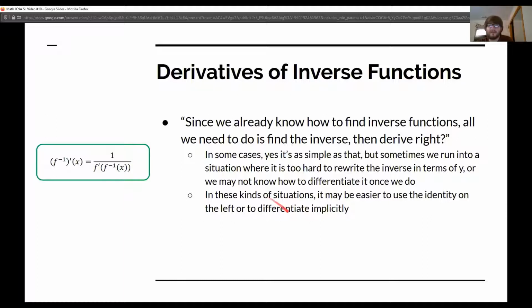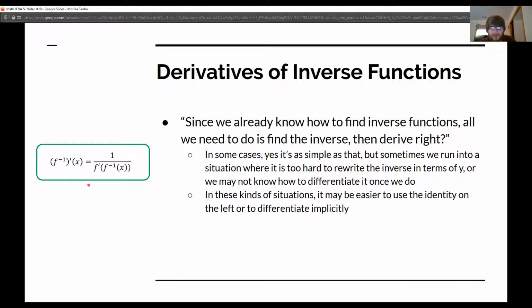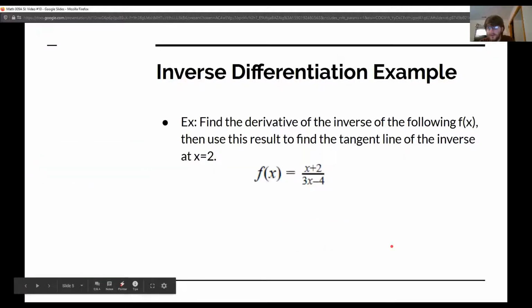In these kinds of situations, we can also use this identity that the derivative of f inverse of x is equal to 1 over the derivative of f, evaluated at f inverse of x. So we're taking the derivative of the original function and we're just plugging in the inverse instead of x into that function, okay? So for this example, I'm going to go over how to use both just deriving the inverse function once we find it, and one way of just plugging into that identity we just learned, okay?